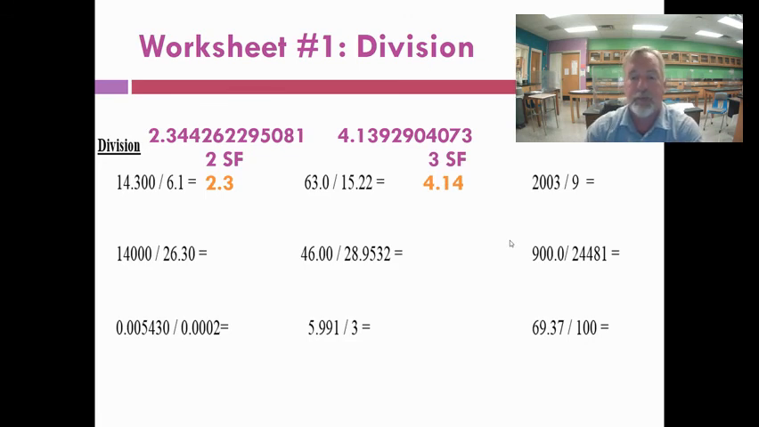Okay. Let's do one more. 2003 divided by 9 gives you this nice, lovely long number. How many sig figs are we allowed? 2003. Zeros are captured. They count. So you have 4 sig figs here. 9 just has 1 sig fig. So our answer is only allowed to have 1 sig fig as well.